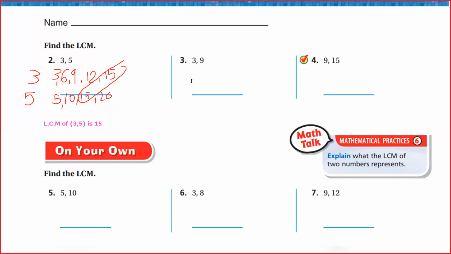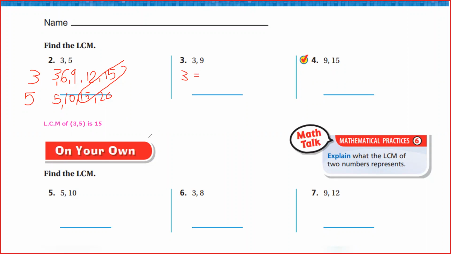Now, Fatima, 3 and 9. What is the least common multiple here? What do you prefer, to list the multiples or to use the prime factorization? Prime, okay, yeah. What are the primes of 3?